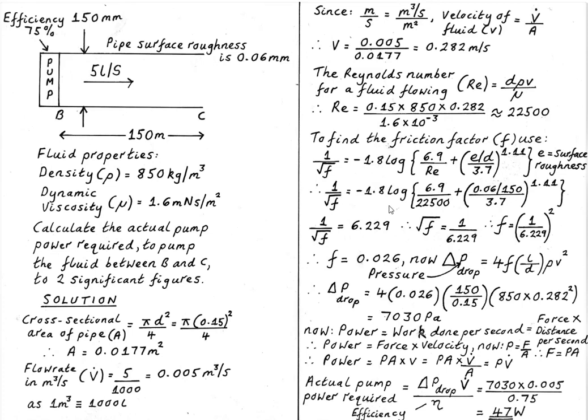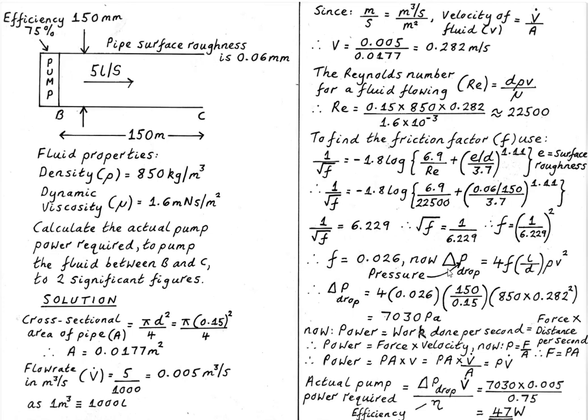Substituting in the appropriate values gives 1 over the square root of F equal to 6.229. So the square root of F equals 1 over 6.229. So to go from the square root of F to F, you need to square. So if the left hand side is squared, the right hand side needs to be squared, as here, to give a friction factor of 0.026.